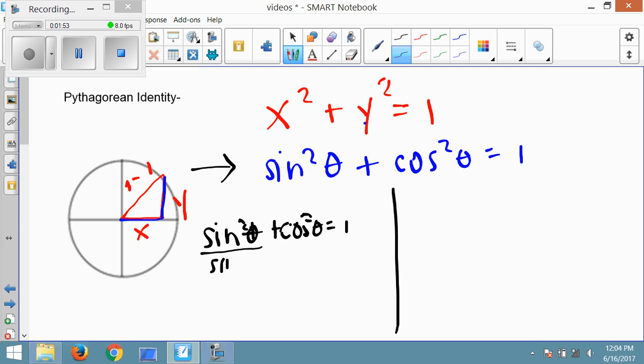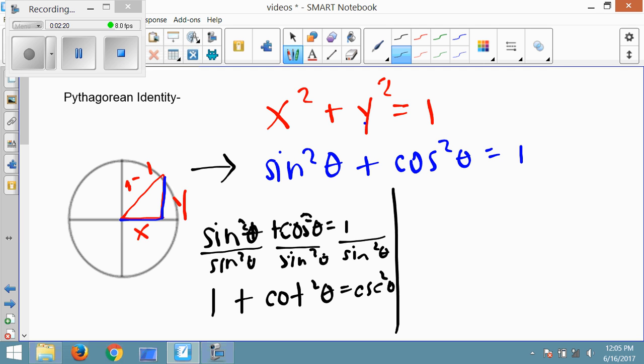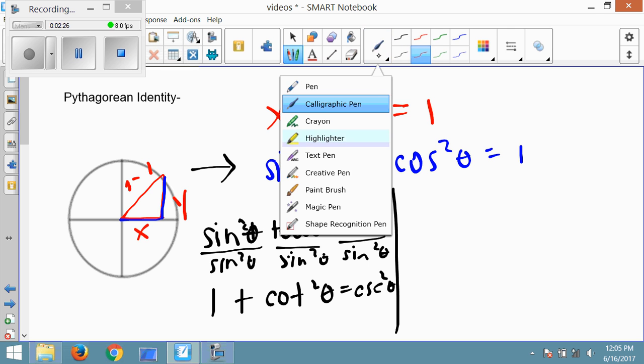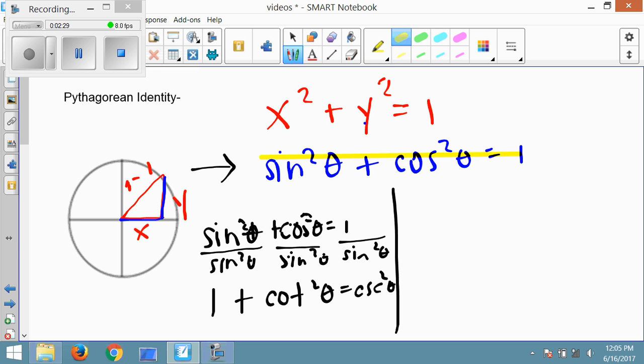Think about dividing by sine squared. Take everything and divide it by sine squared. You're going to end up with 1. And cosine over sine is really cotangent. So since they're both squared, it's cotangent squared. And 1 over sine is really cosecant, so we end up with cosecant squared. So dividing by sine gives us, let's highlight them, here's the first one. Here's the second one.